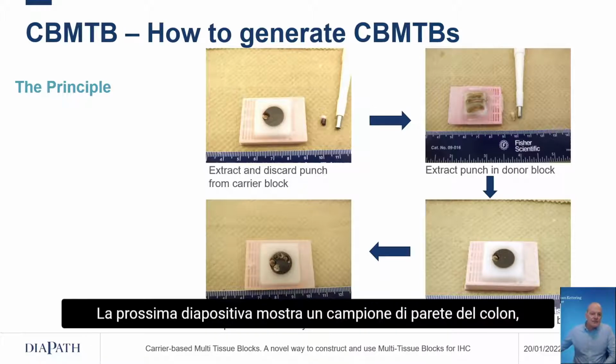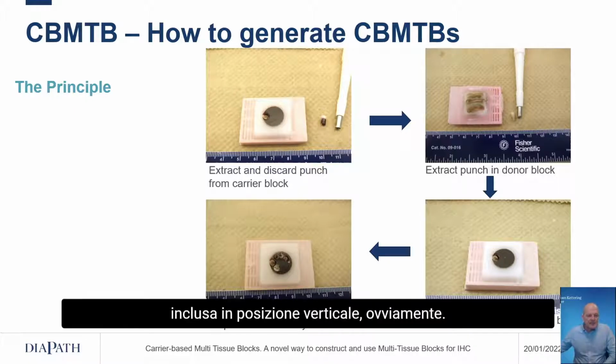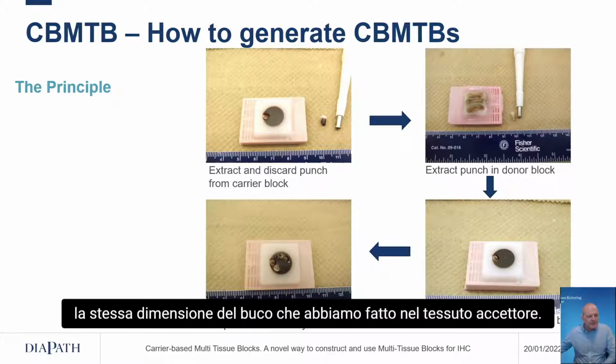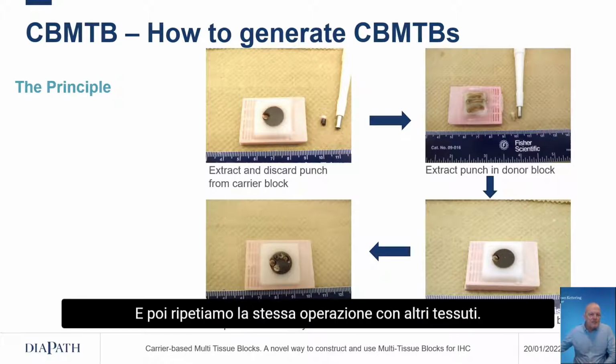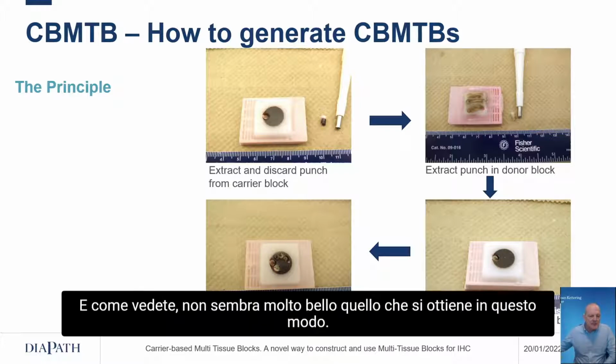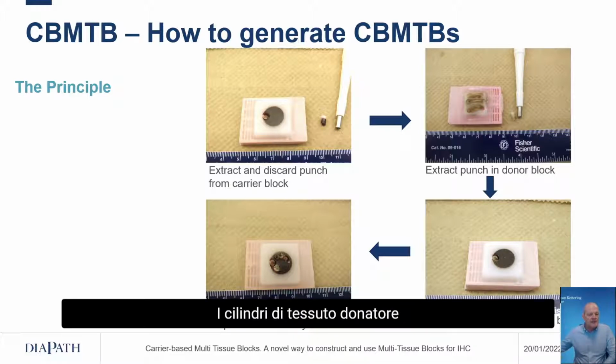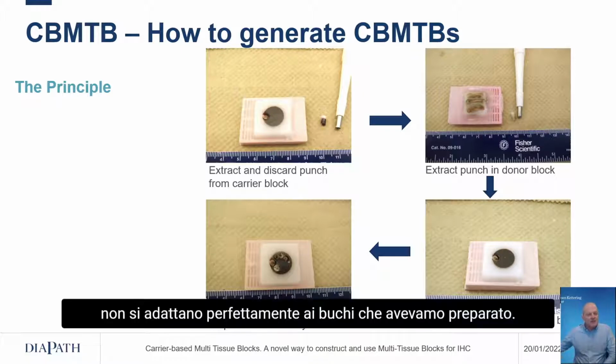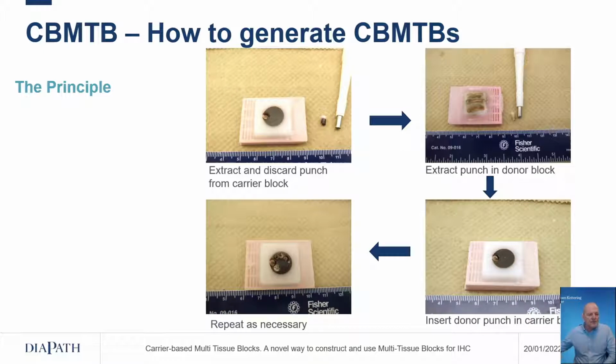The next slide shows you a colon tissue embedded in an upright position, of course, and we extract this tissue with the same size of derm punch. And here we took the punch out so you can actually see it's inside. Normally it remains inside. And then we basically fill this punch into this hole that we made before by extracting one core from the acceptor block. And then we repeat this over and over.